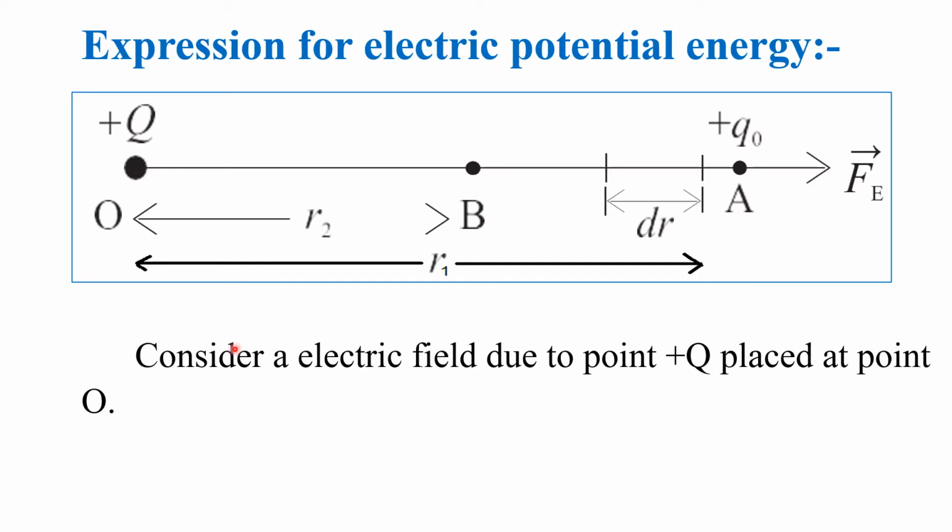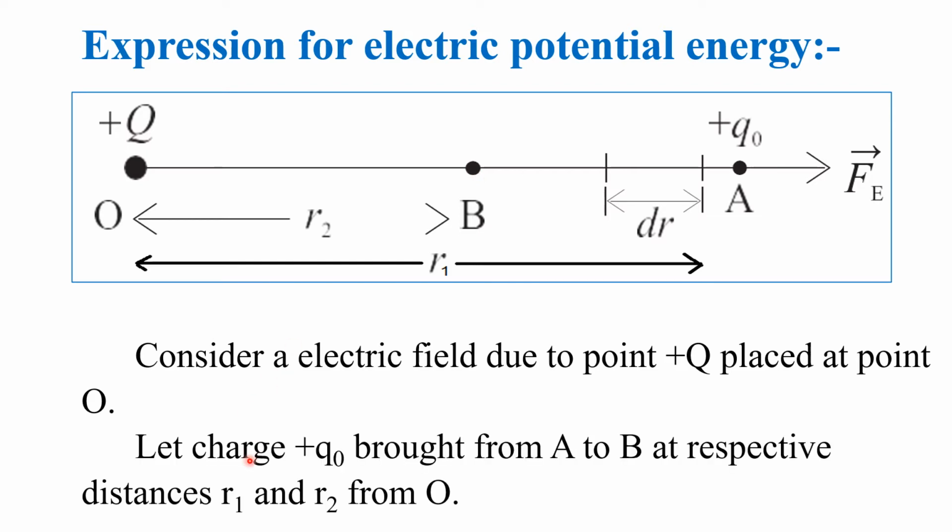Now, consider an electric field due to a positive charge Q placed at a point O. This is the electric field of a point charge plus Q, and this field extends up to a point B, that is, up to R2. Now let a charge plus Q0 be brought from A to B at the respective distances of R1 and R2 from point O.